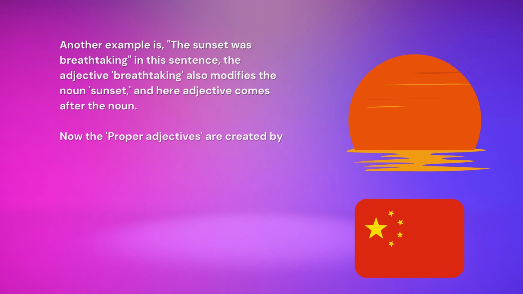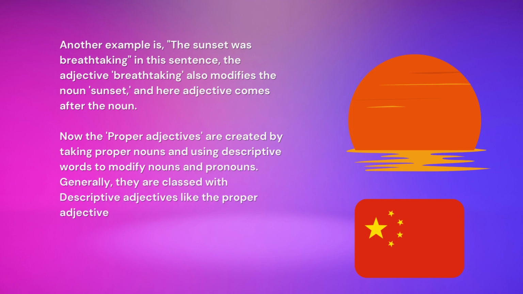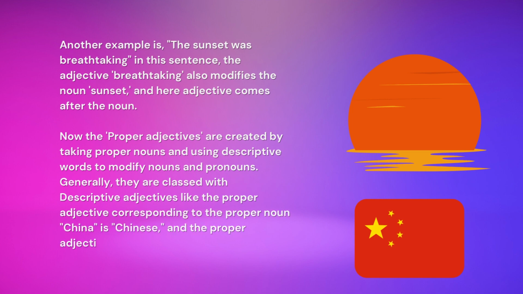Now, proper adjectives are created by taking proper nouns and using descriptive words to modify nouns and pronouns. Generally, they are classed with descriptive adjectives, like the proper adjective corresponding to the proper noun China is Chinese, and the adjective corresponding to the noun friend is friendly.